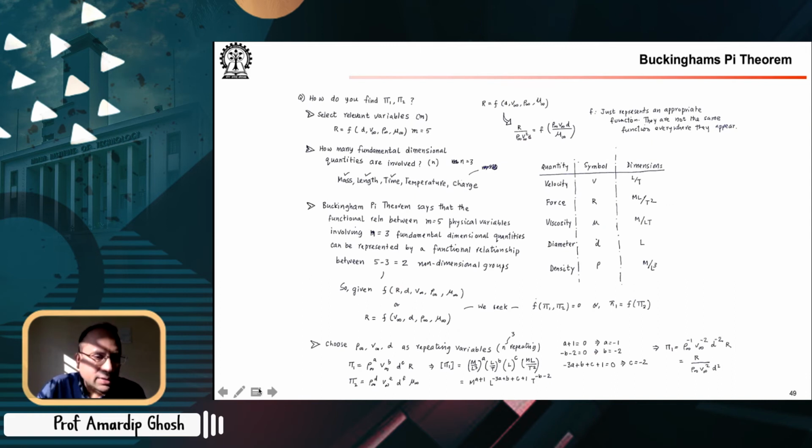Now here is the recipe for how to do that. First of all, select the relevant variables. If you want to find the drag force on a cylinder, perhaps the relevant variables are the diameter of the cylinder, the free stream velocity, the free stream density, the viscosity of the flow, etc. So there are 4 independent variables and 1 dependent variable. In total we have 5 variables that are pertinent to this problem.